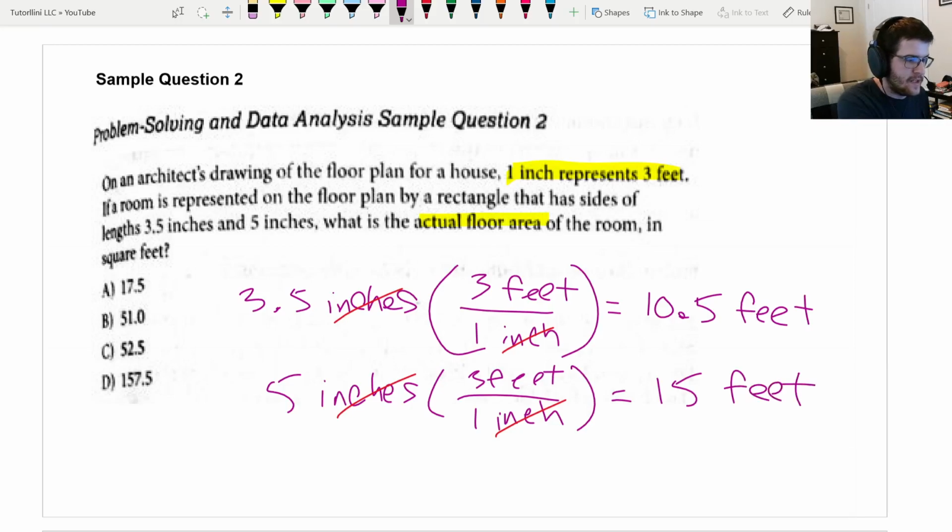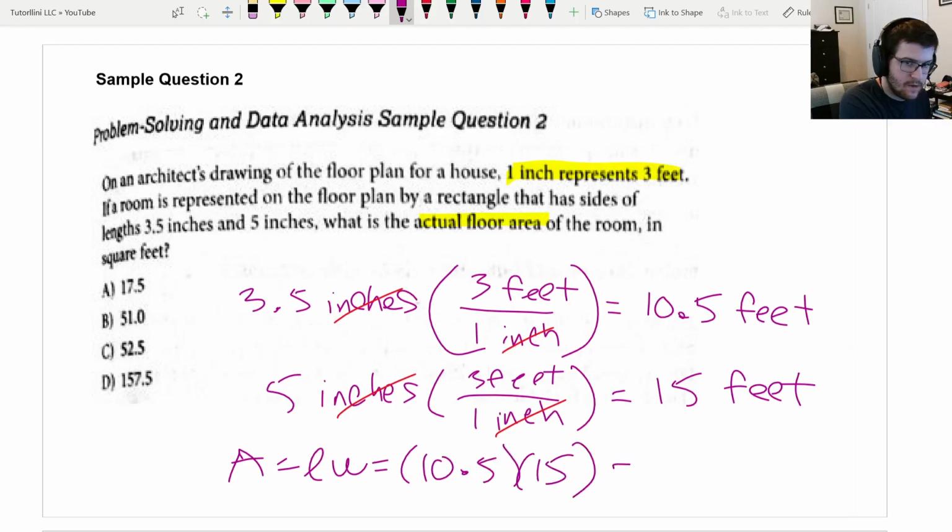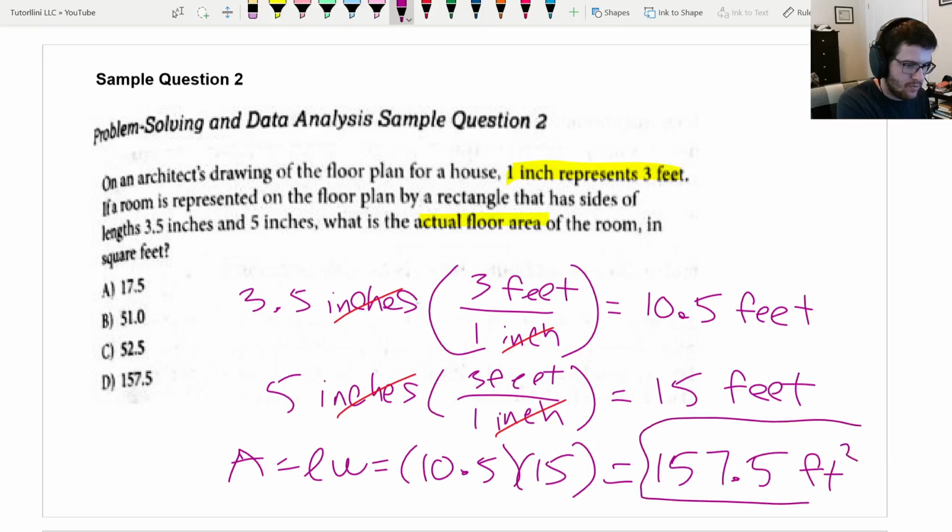Now, area is length times width, so we should be able to multiply those together. So 10.5 times 15. Let's see what that gives us. 157.5 square feet, which I believe is answer choice D. And that is correct. Very good. Let's keep going.